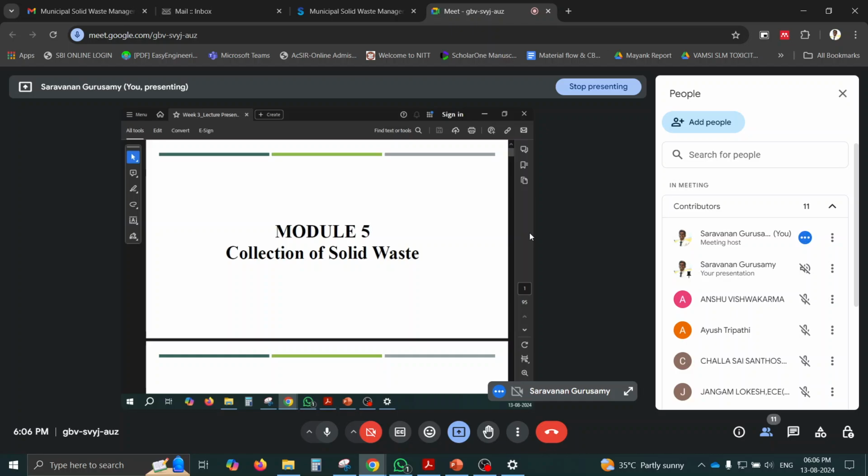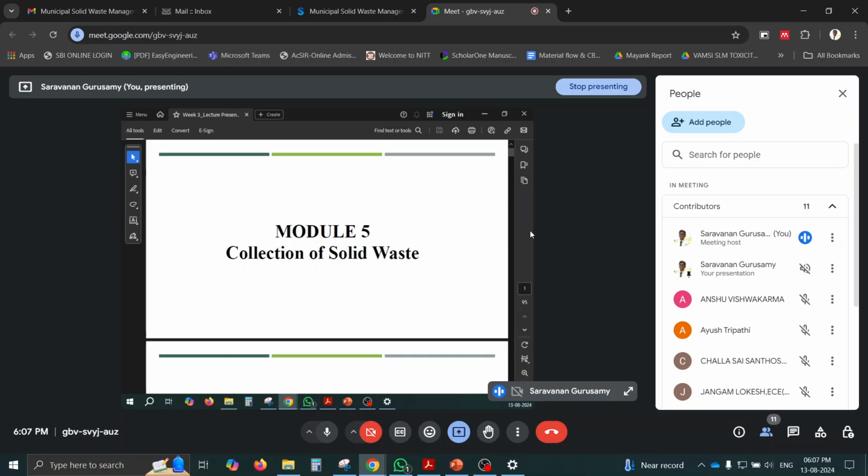After calculating and analyzing everything, we can come to a conclusion which system is suitable for the particular region. We can't generalize the system for a particular place. It may be different for different locations based on the distance, how much it should be transported from the generation location to the disposal site or to the MRF facility. This distance also matters. So these are all we are going to discuss in this analysis session.